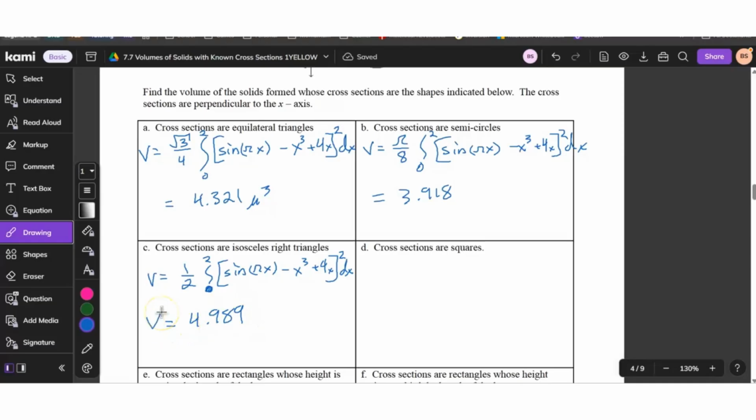Look at us go. What about squares? It's normal. It's just normal. We don't have to do anything. It's just like, yeah, man, we got this.